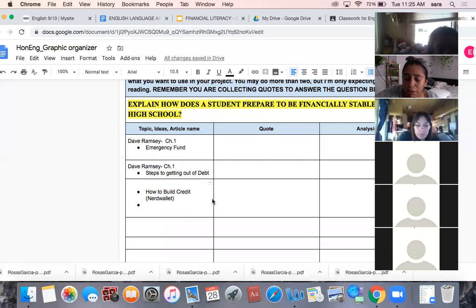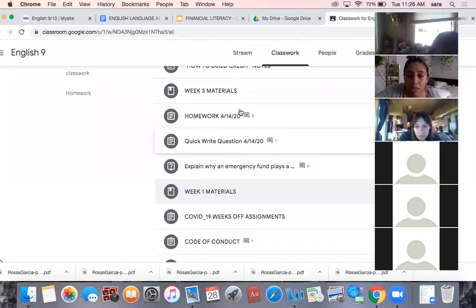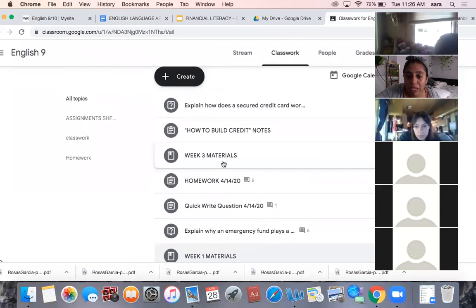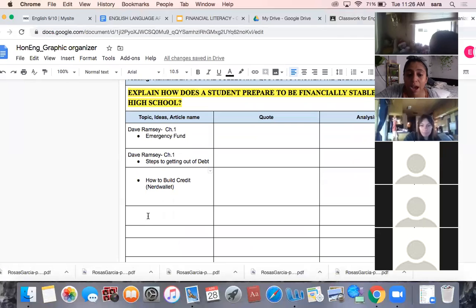Then you're going to go to the how to build credit article that I gave you guys. That is under week 3 materials. So right where the graphic organizer is at, it's also the article that I want you guys to do next. Again, you're going to do 2 quotes. Can you do 3 for extra credit? Go for it. I don't mind it.